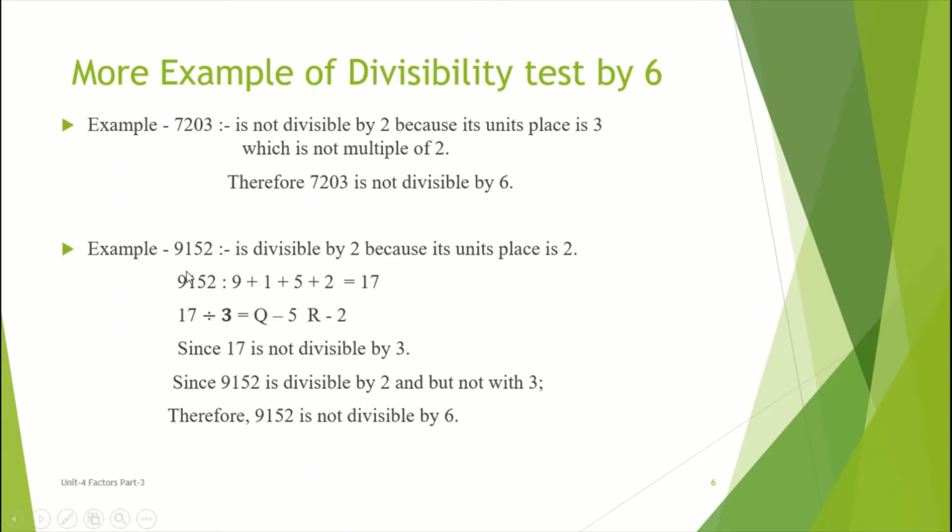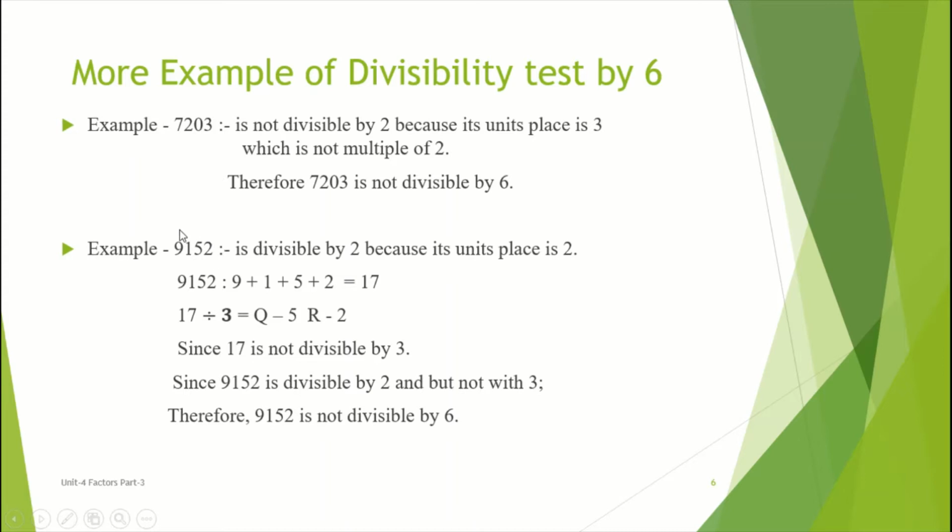Now we will see the next example, that is 9152. Again we have to see whether 9152 is divisible by 6 or not. For that, first of all we have to check whether it is divisible by 2. So what is the divisibility test? We have to check the digit at the ones place. Here we have 2. Since 2 is divisible by 2, this full number, 9152, is divisible by 2.